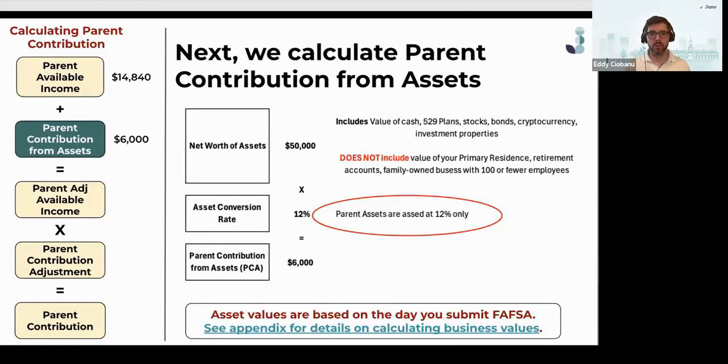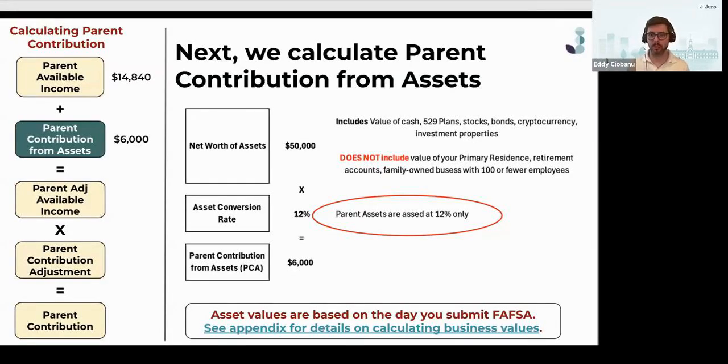In this example, we had $50,000 worth of assets. This can include any cash that you hold, any 529 plans, any investment accounts that are not retirement accounts. So, stocks, bonds, if you have cryptocurrency, any investment properties, all of those are reportable assets on the FAFSA. Just to reiterate again, you do not want to include the value of your primary residence. You do not want to include any retirement account information there. Because again, those are not factored in.